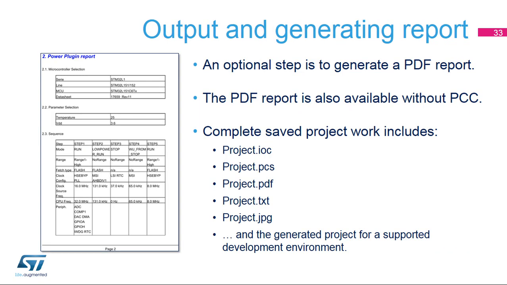A file with the extension .ioc contains the static initialization settings. The power sequence is saved using the .pcs extension. A PDF report is generated, along with simplified text and a separate JPEG image file with pinout.